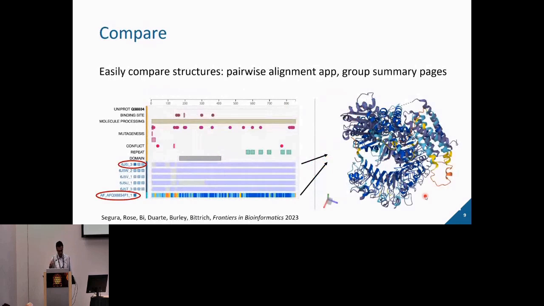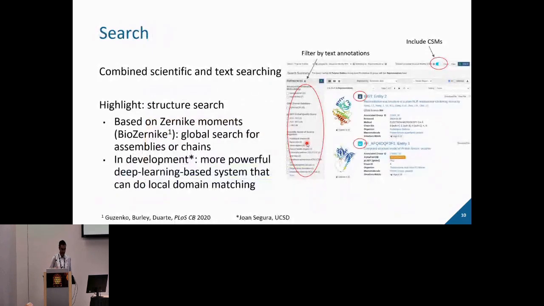Comparison. This is another example of these two applications working another way. You can do comparisons, and that includes in this group summary page, you can do comparisons of AlphaFold models and experimental ones. And last but not least, search. Search is really very important, especially with now 1 million models and more to come. You can combine scientific searches like structure searching, matching the 3D coordinates, with text searching. So you can, for instance, mix this structure search with organism search, which is a textual annotation.